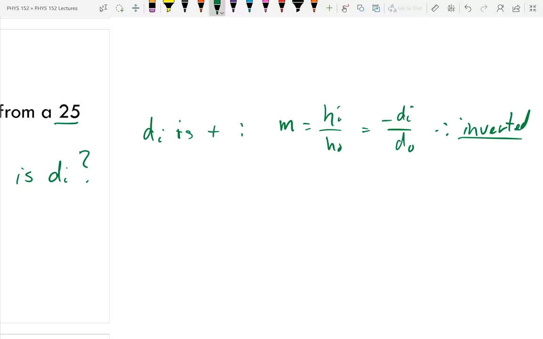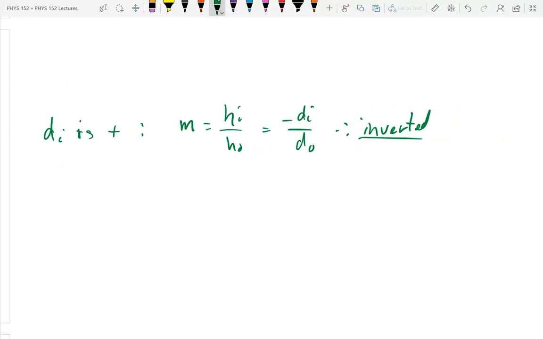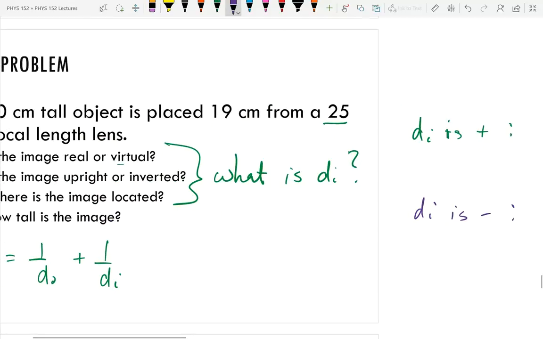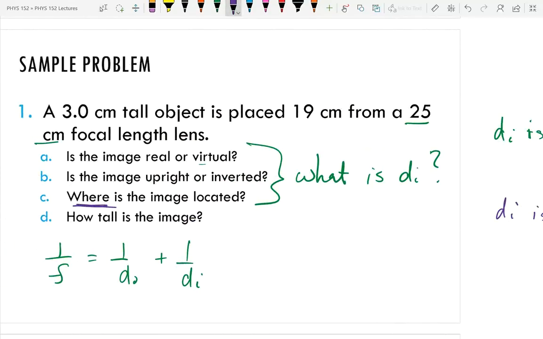And then I said it always goes that if you have an inverted image, it's going to be real. Also, if it's a positive image distance, it's real. It's a rule. So if the distance image is positive, it's going to be inverted and real. Conversely, if distance image is negative, then it's going to be upright and virtual. So if I find that image distance, not only will I know where it's located, I'll know if it's real or virtual, and if it's upright or inverted.